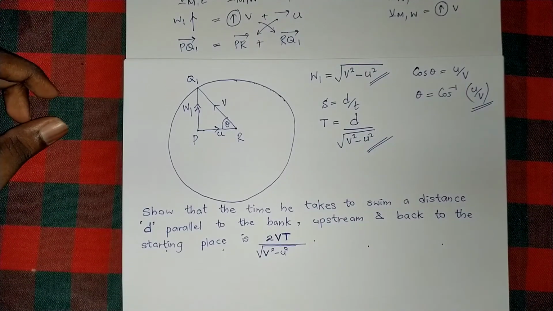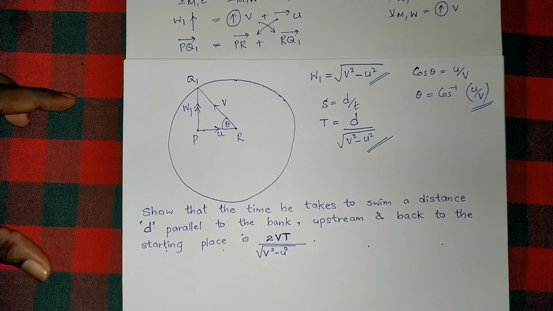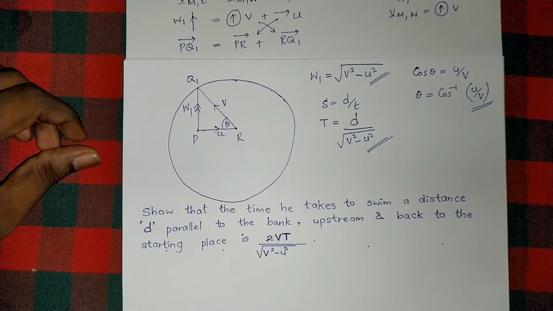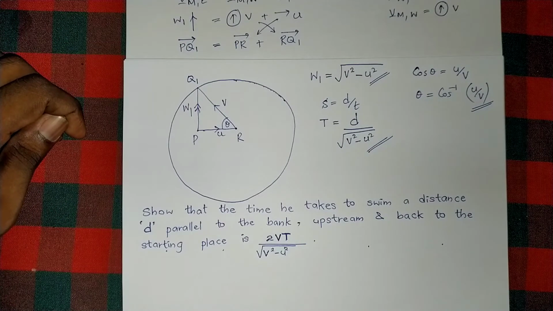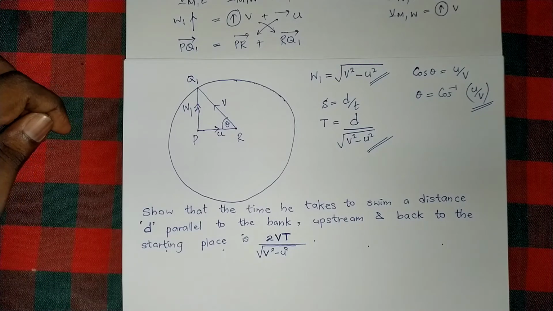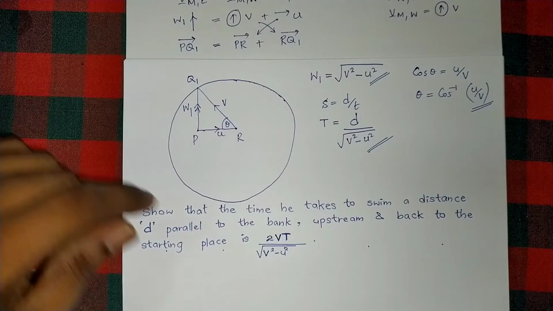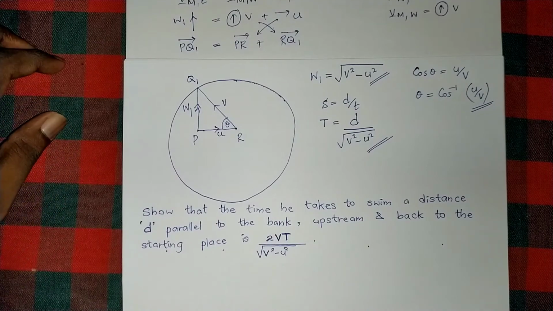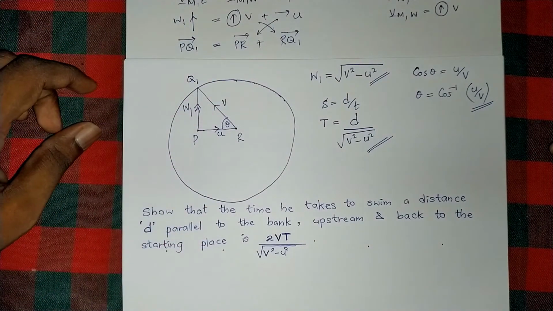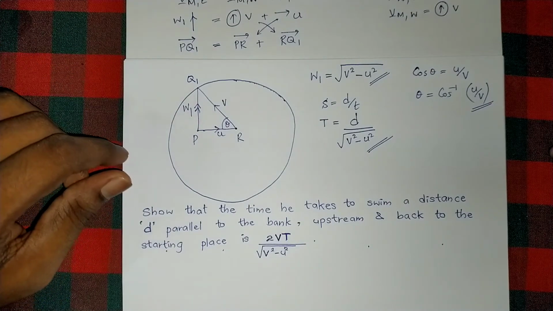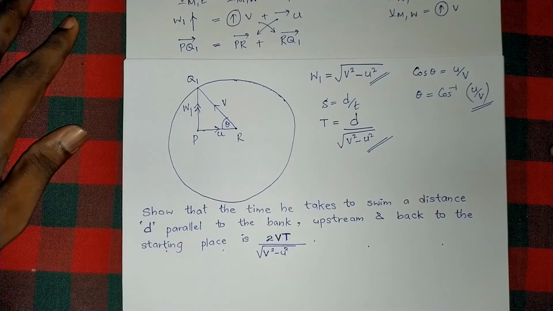Now I am going to move to the second part of that question. It states, show that the time he takes to swim a distance D parallel to the bank upstream and back to the starting place is given from this statement. So this is the circle we have drawn for the first part, so we have to change that according to this story.